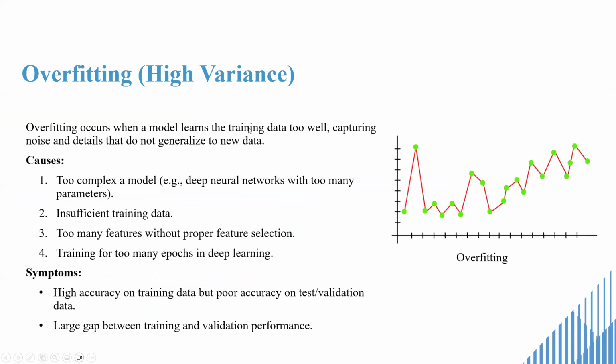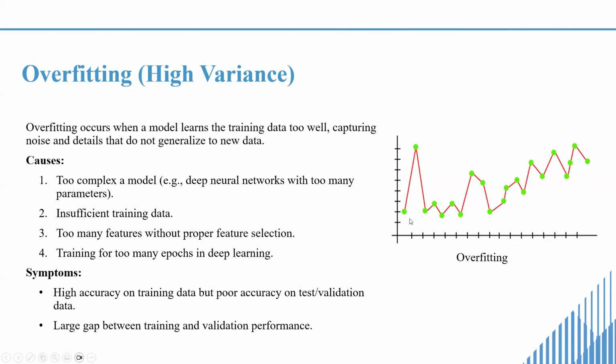Now comes overfitting. You can see overfitting is just learning the same pattern as it is, without any error. Overfitting occurs when a model learns the training data too well, capturing noise and details that do not generalize to new data. The causes can be a too complex model, too many parameters, insufficient training data, too many features without proper feature selection, and training for too many epochs on the training data set.